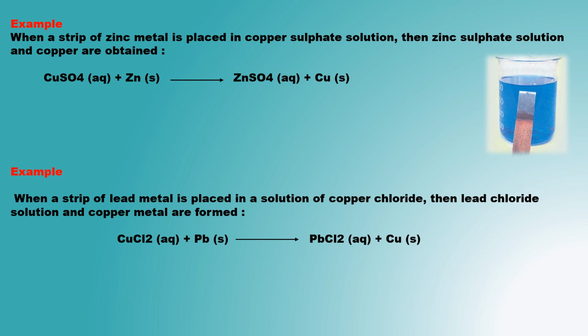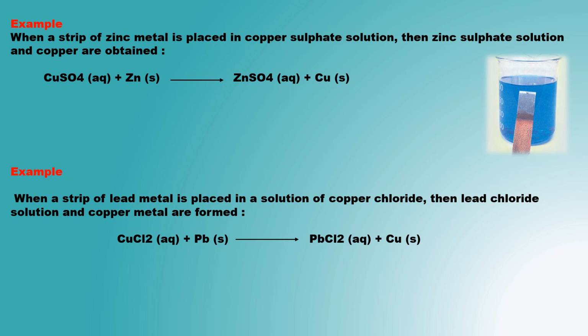When a strip of zinc metal is placed in copper sulfate solution, then zinc sulfate solution and copper are obtained. CuSO4 plus Zn give rise to ZnSO4 plus Cu. In this reaction, zinc displaces copper from copper sulfate compound so that copper is set free, or liberated. The blue color of copper sulfate solution fades due to the formation of zinc sulfate, which is colorless. A red-brown deposit of copper metal is formed on the zinc strip. This displacement reaction takes place because zinc is more reactive than copper.